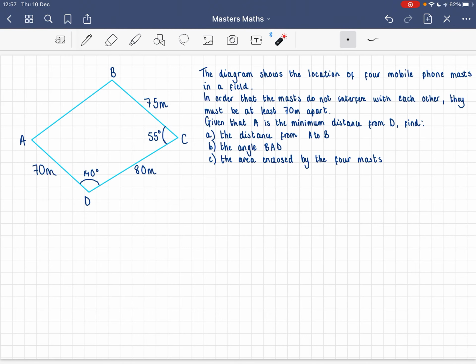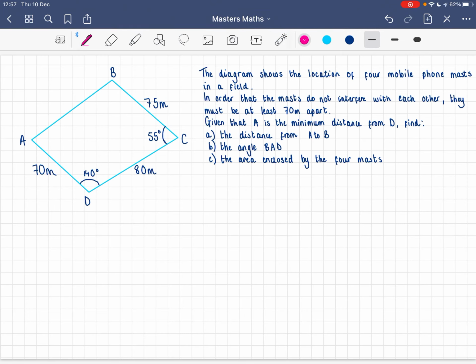We need to find the distance from A to B, so we need to find this line. We need to find the angle BAD, which is this angle, and we need to find the area enclosed by the 4 masts, so the area of that shape. First thing to note, that is not a triangle. That is a quadrilateral, it has 4 sides. So you are going to need to make it a triangle.